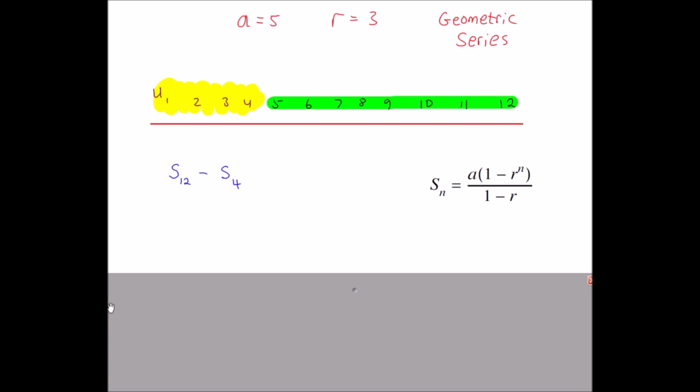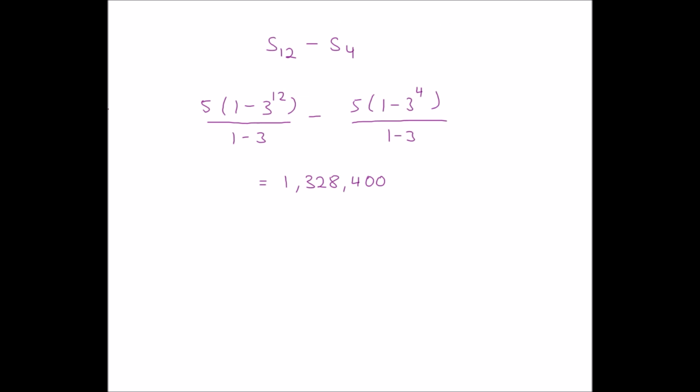A common mistake would be to do this. We're not getting rid of the 5th term, we want the 5th term, and all of these. So using the formula, S12 is here, minus S4, and the sum that we're looking for.